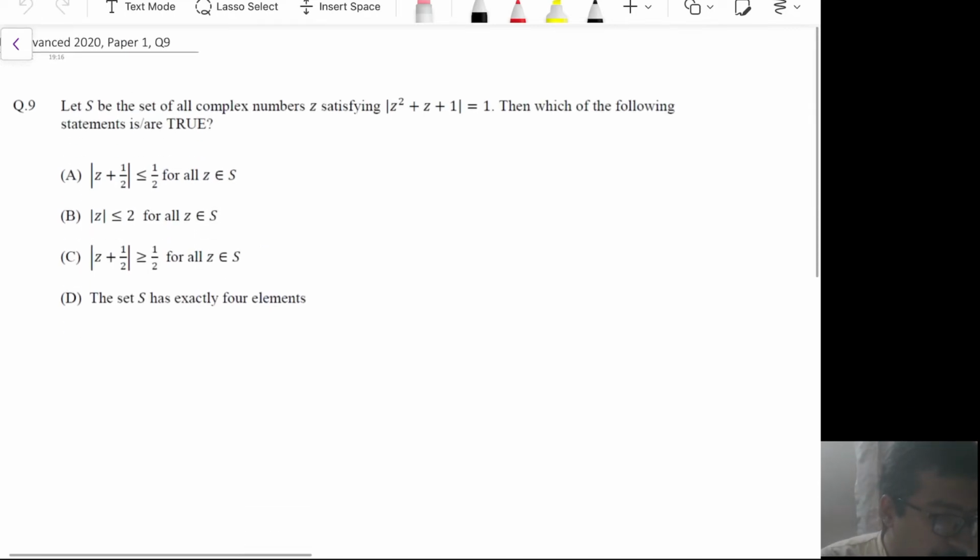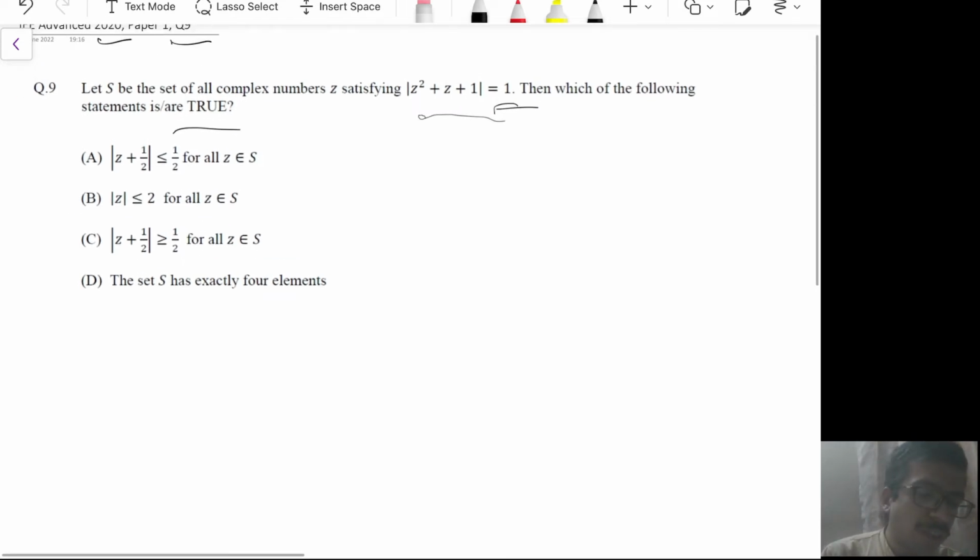This is from JEE Advanced 2020, also in paper 1. It says: suppose S is the set of complex numbers which satisfy that the mod of z square plus z plus 1 is 1, then which of the following are true? And we are given some inequalities.